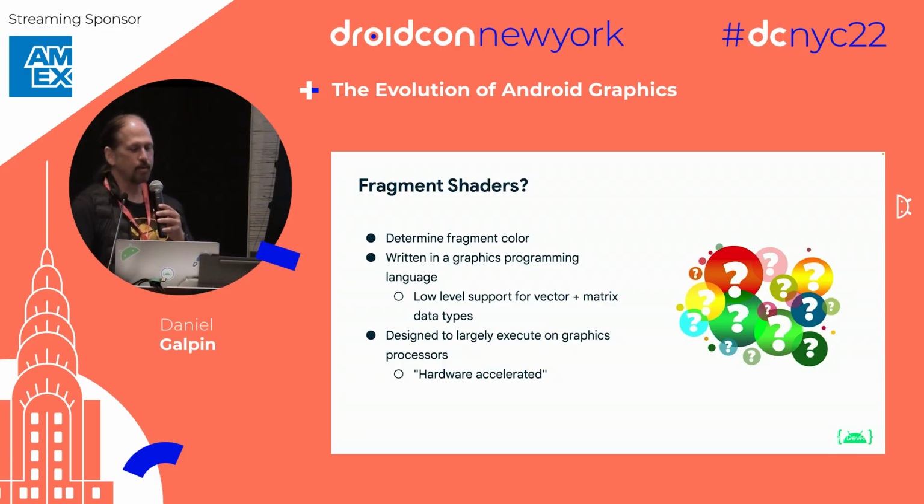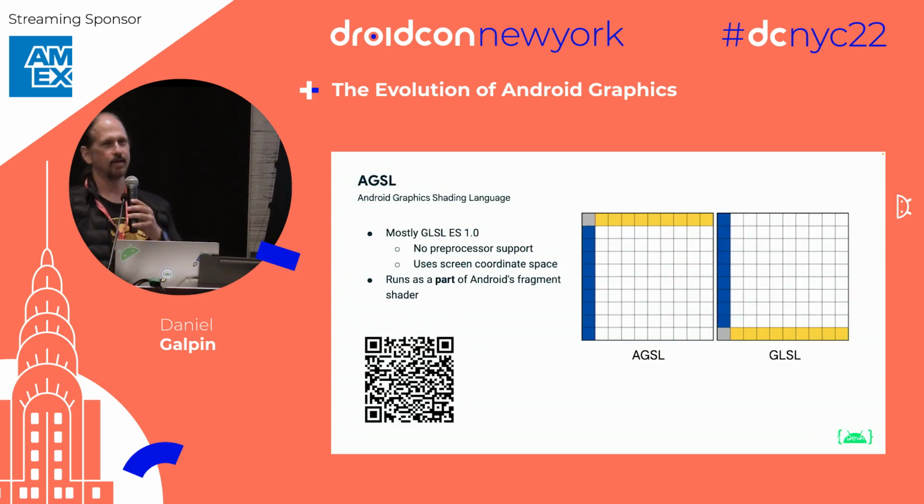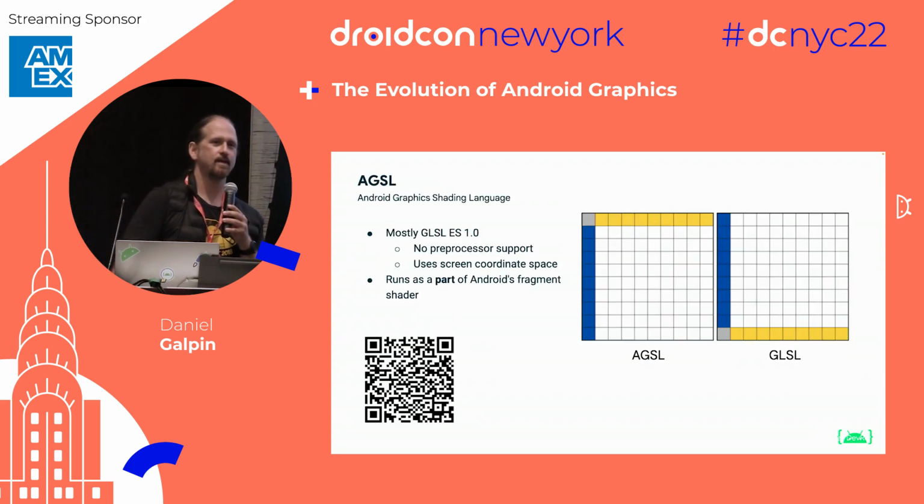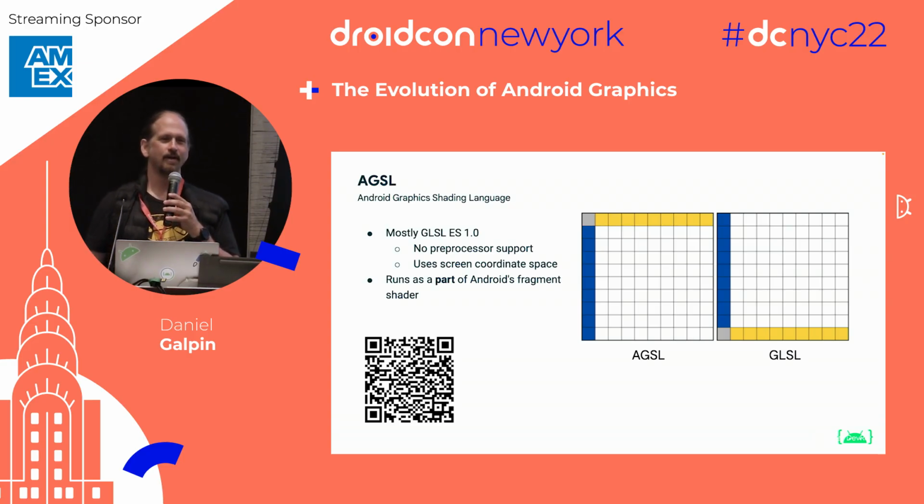I'm going to be putting up a whole bunch of QR codes. If you want, you can try these on your phone. These QR codes will take you to our Skia graphics playground online. So if you want to snap any of these, this is the first shader that I ever wrote that does something slightly more than just draw a gradient or something like that.